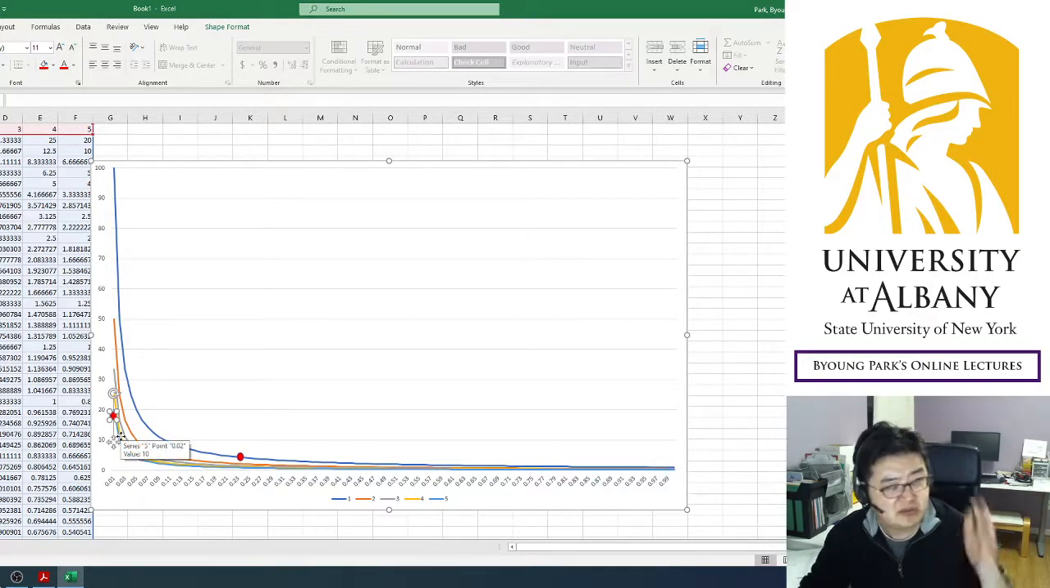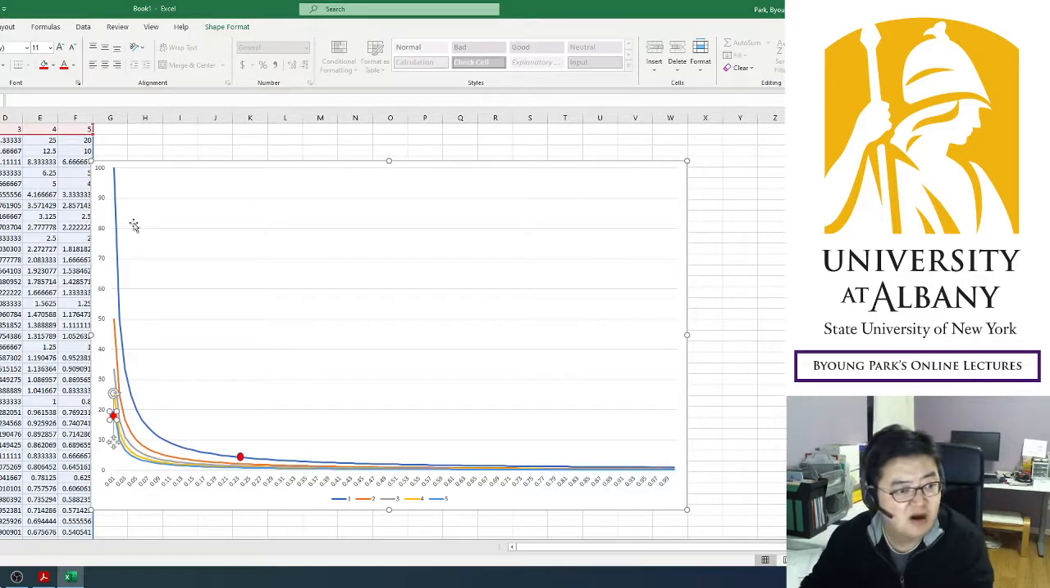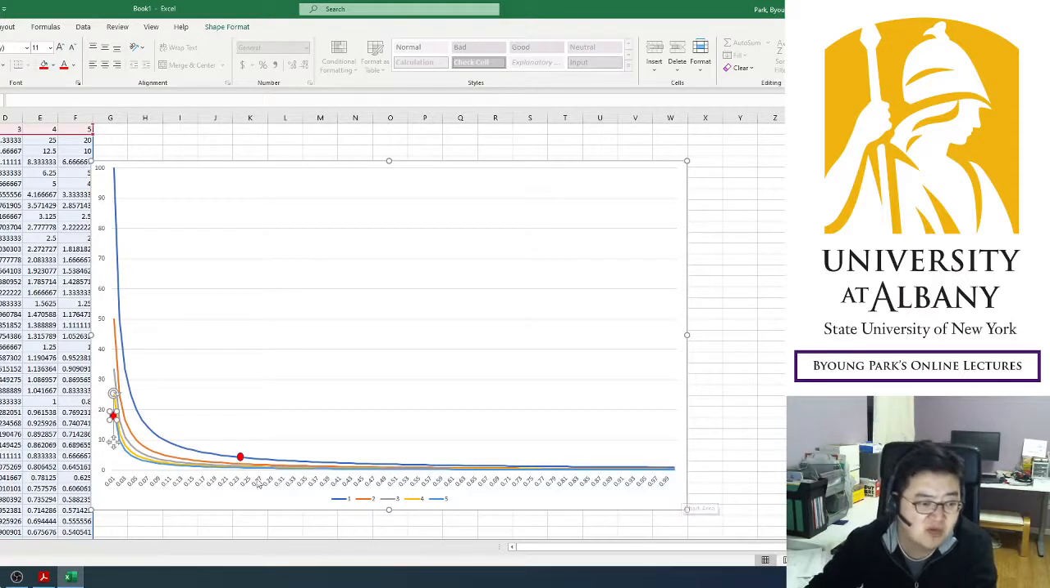So the problem here is the convergence rate at this point is too slow. The convergence rate is faster as you move away from 0, but as you move towards 0, the convergence rate is super slow. As you can see, still it is near 20.